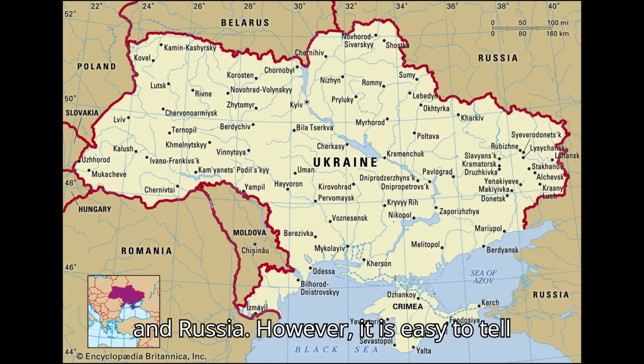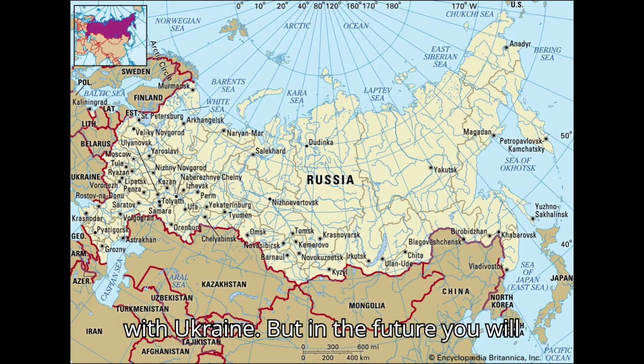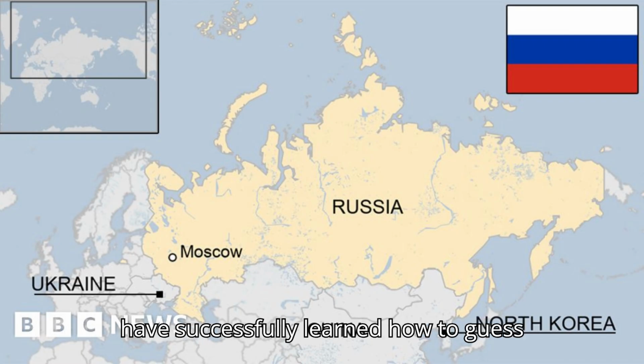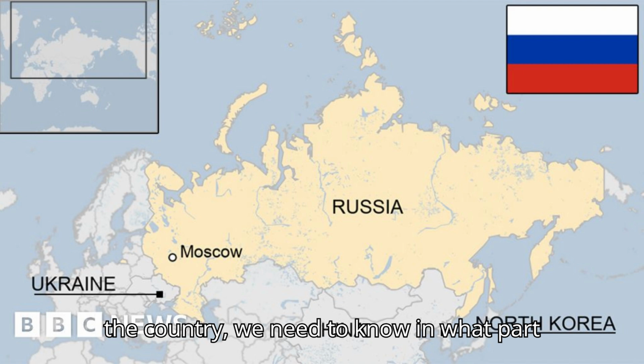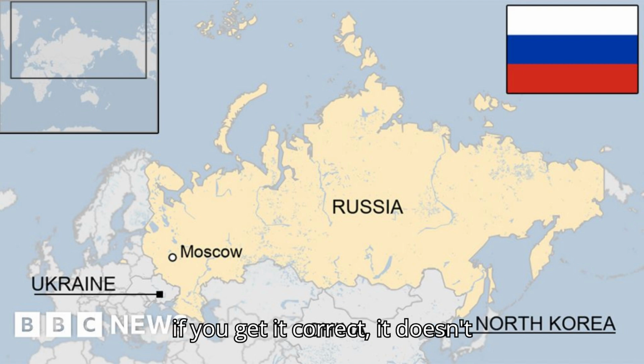However, it is easy to tell apart Mongolia and Kazakhstan from Russia. So the only main problem would be with Ukraine, but in the future you will be able to easily tell these 2 countries apart. Now that we have successfully learned how to guess the country, we need to know in what part we are, as it is a huge country. And even if you get it correct, it doesn't guarantee you the win.